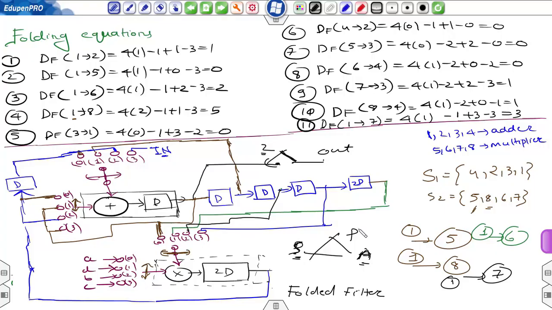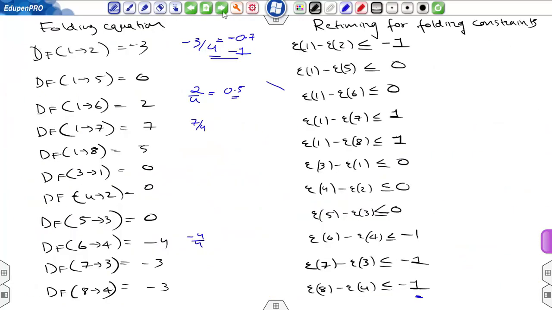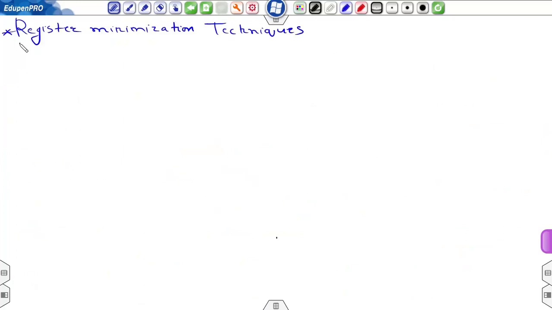So whenever we try to optimize one of the parameters, that is power, speed, area, one or the other two parameters suffer. Okay, so now further we will reduce the area of this folded architecture, and we will do this by minimizing the delay elements that are used in this architecture. So the next topic will be the register minimization technique.